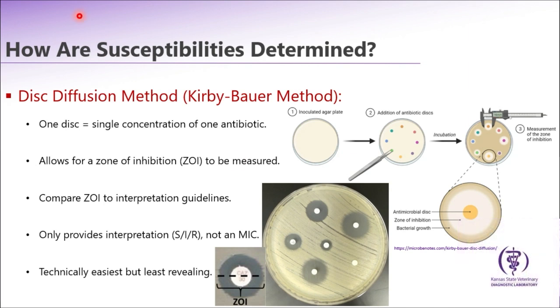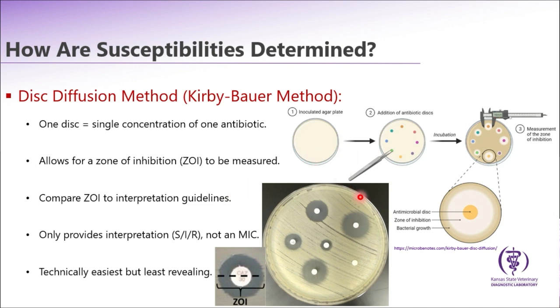And this involves, as you see on the screen, inoculation of an agar plate with a bacterial suspension, and then we apply a disc on it. This disc is loaded or impregnated with a defined concentration of antibiotic, right? A single antibiotic. And then we incubate this plate overnight for 18 to 24 hours. Next day, we measure the zone of inhibition of the bacterial growth by means of a caliper or a ruler. And then we compare this zone of inhibition to the interpretation guidelines, and then make our judgment.